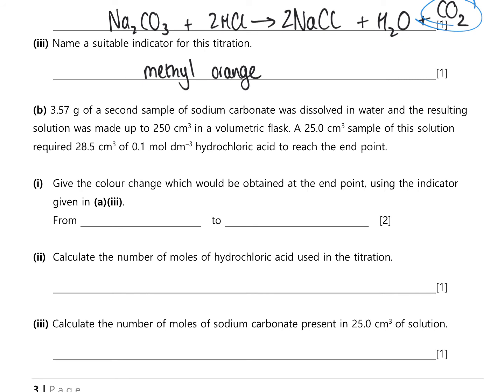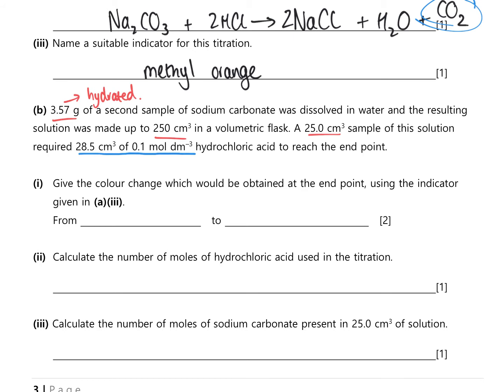Then we're given some of the experimental information. We're told that we start with 3.57 grams of sodium carbonate, and it will be hydrated sodium carbonate, because we're told in the question that's what we're trying to determine, the degree of hydration. And it says here it was made up to a 250 centimetre cube solution, and then we titrate 25 of that against our 28.5 centimetres cubed of 0.1 molar hydrochloric acid. And again, you could draw out a diagram for this reaction, which I'll do in just a second.